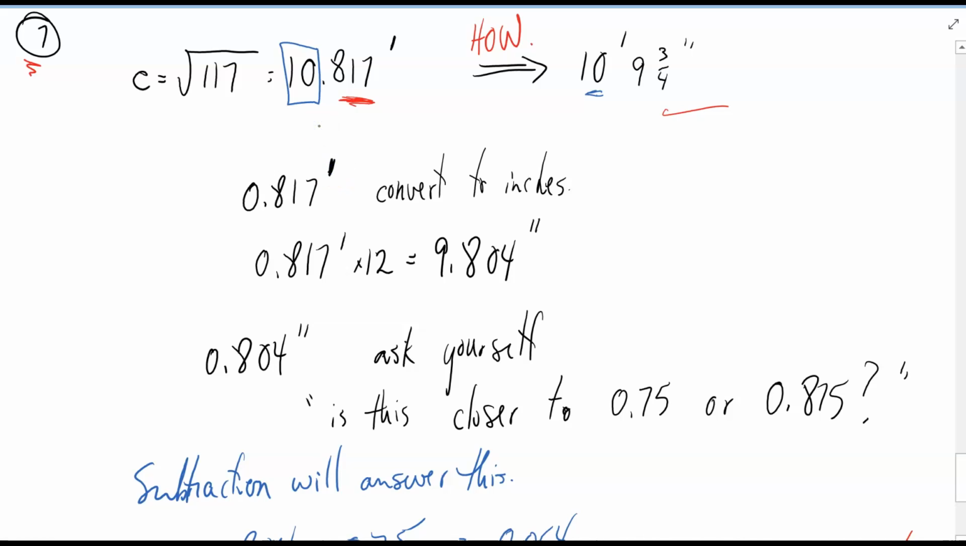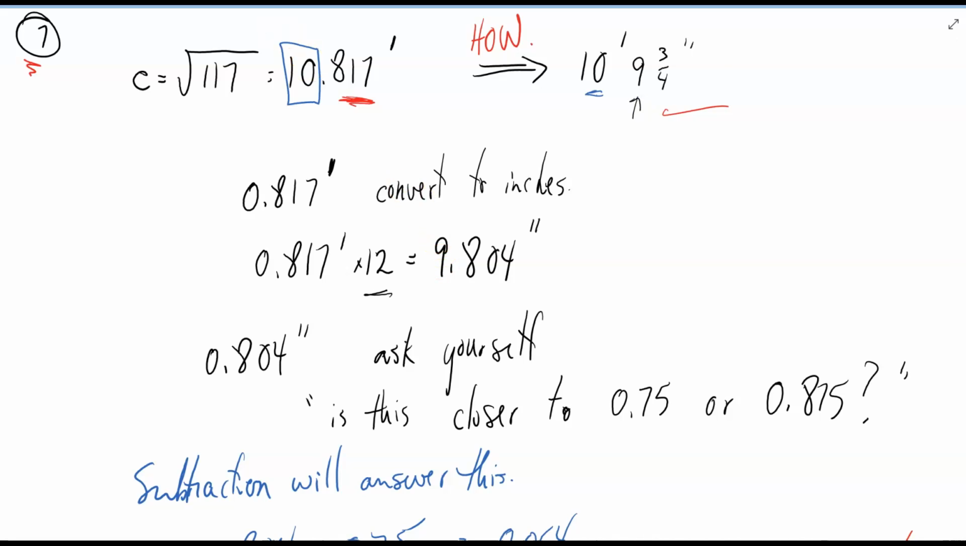needs to be converted to inches, and we convert feet to inches by multiplying by 12. So when 0.817 is multiplied by 12, it's equal to 9.804, which is now in inches. That means the inches are somewhere between 9 and 10. All right, so we've got our 9.